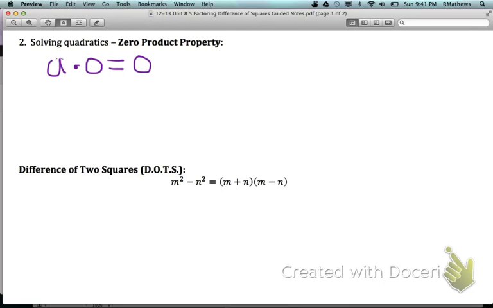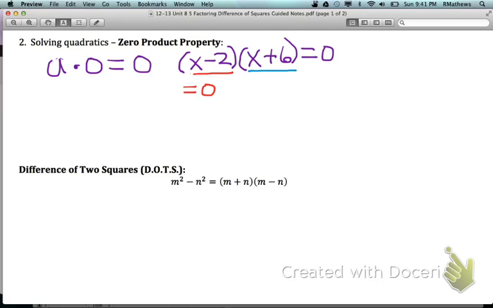So if we end up with something in factored form where it's two binomials being multiplied by each other, and they're set equal to 0. Well, we know that if the first one, if x minus 2 equals 0, well then 0 times x plus 6 would be 0, so that would work. And then we also know that if x plus 6 equaled 0, well, if that whole thing was 0, then 0 times x minus 2 would also be 0. So either way, we would get 0.